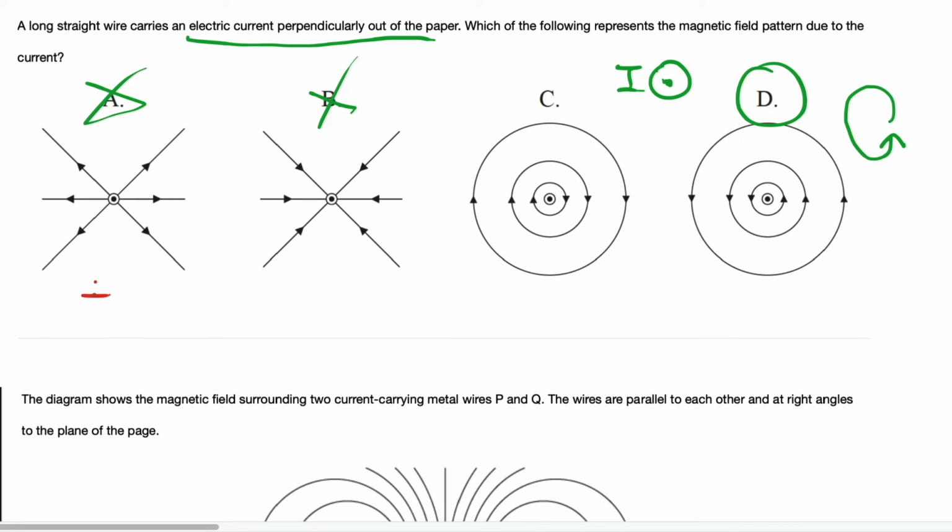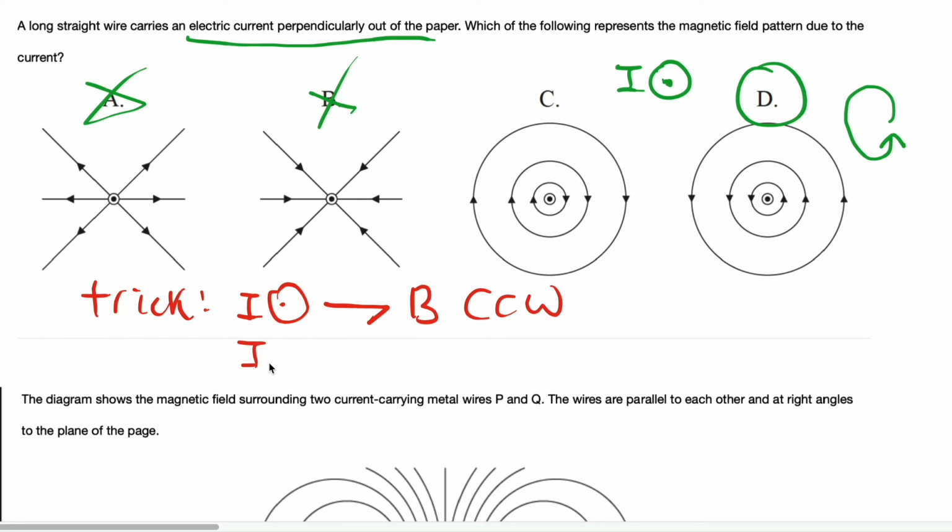And also just a trick. It's not a trick, but more like a summary. When current points out of the page, the B field will always be counterclockwise. And when current points into the page, the magnetic field will be clockwise. Oh, sorry, here CCW is counterclockwise, right? And this is the thing you can remember.